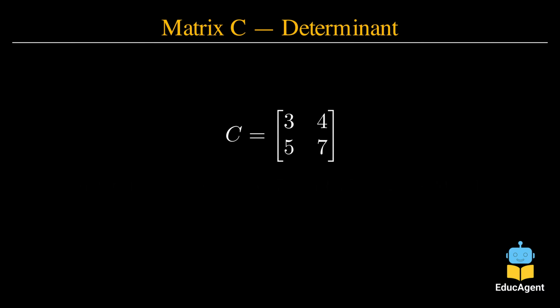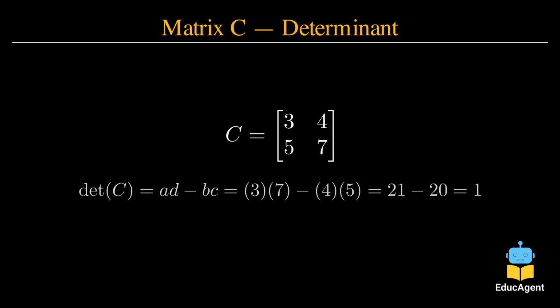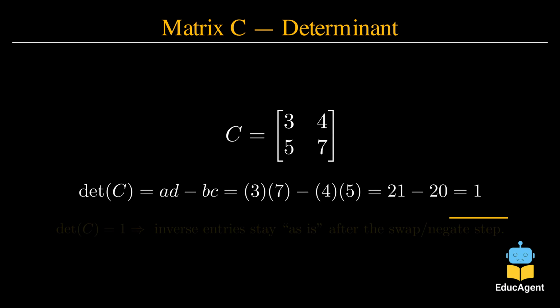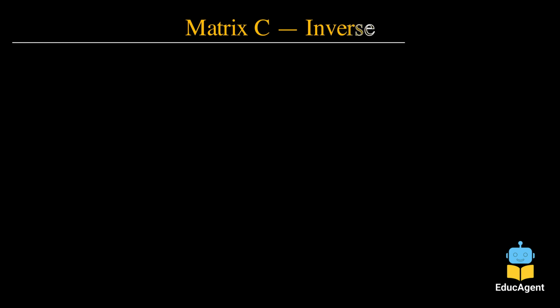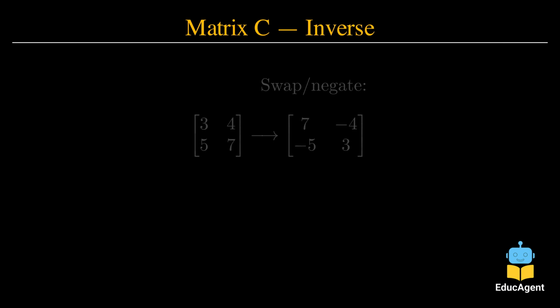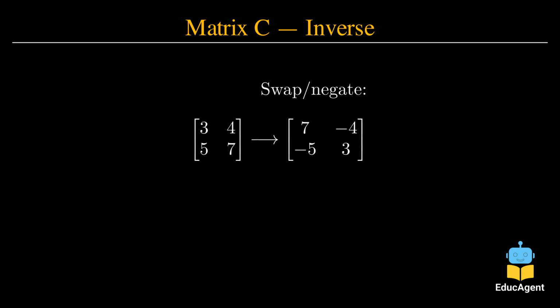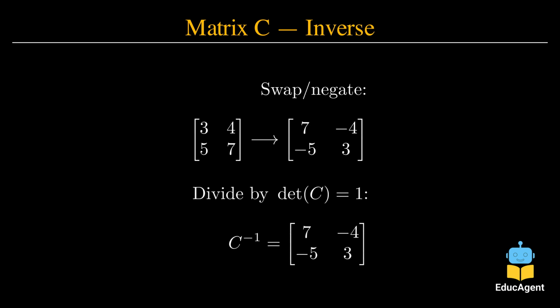For C, the determinant is 1. That's special. Dividing by 1 means the inverse will have integer entries. We still do the same pattern, just no scaling needed at the end. Swap 3 and 7, negate 4 and 5. Since the determinant is 1, we're done immediately.